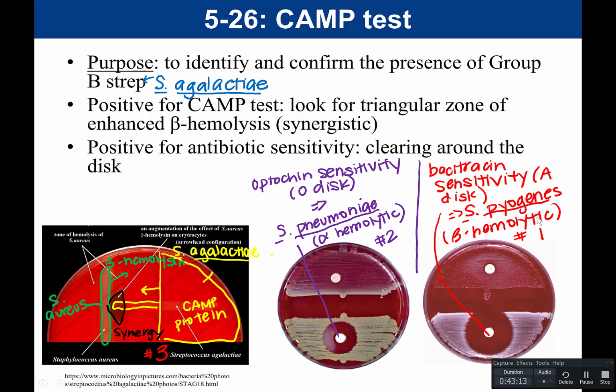So 1 was pyogenes, 2 was pneumoniae, 3 is agalactiae, which means we still need a way to differentiate between Strep mutans and our Enterococcus faecalis. And so we need one more test. These are the differential tests to identify these different Streptococcus species. The CAMP test is used to identify group B strep or Strep agalactiae. Optochin sensitivity is used to identify Strep pneumoniae. Bacitracin sensitivity is used to identify Strep pyogenes.